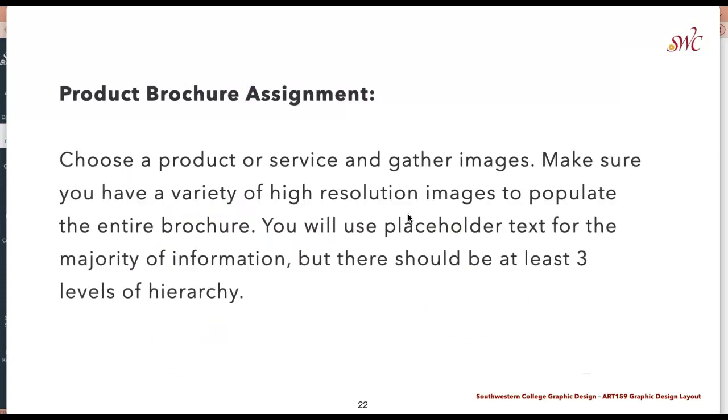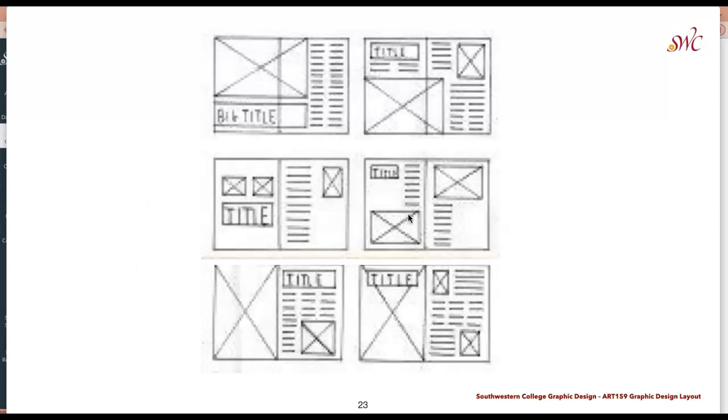So to get started here, you're going to want to choose a product or a service and start to gather some of those images. Make sure you have a variety of high resolution images to populate the entire brochure. And you will use placeholder text for the majority of the information. But there should be at least 3 levels of hierarchy within that text. So thinking about a header, subheader, and body copy. Even though you're using that placeholder text, I still want to make sure that you're considering the fonts and the actual hierarchy that's being used.